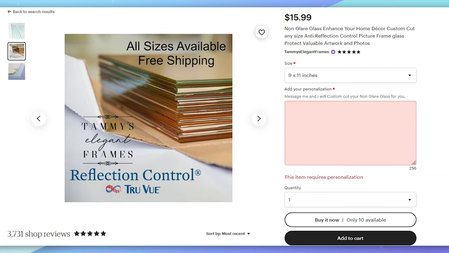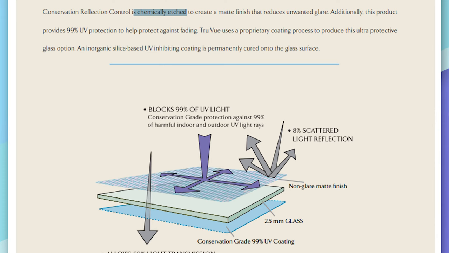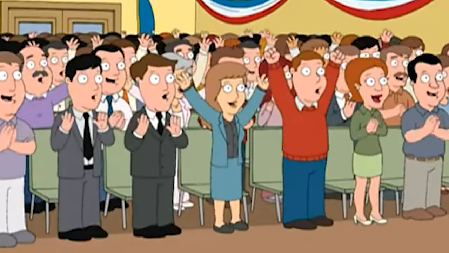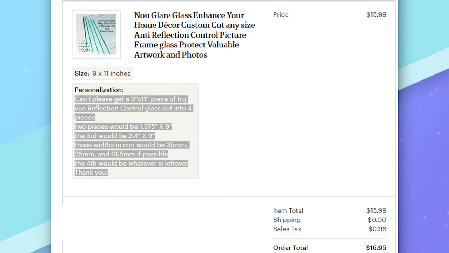Also, the seller was specifically advertising True View Reflection Control Glass, which I had the spec sheet for, so I knew it was certainly chemically etched glass. I selected the 9 by 11 inch piece of glass and gave some specific instructions. This is exactly what I wrote and will help you get what you want as well.